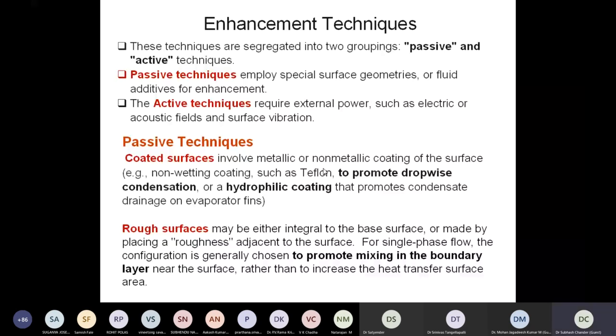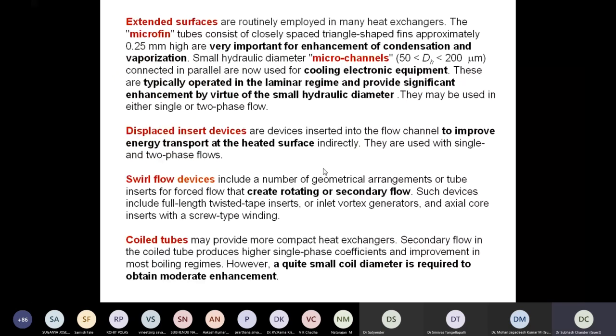There is another way of enhancing the heat transfer, like using extended surfaces. Extended surfaces are routinely employed in many heat exchangers. Microfin tubes consist of closely spaced triangular shaped fins, approximately 25 micron high, very, very small, you can just imagine. So it is a very small height fin, very important for enhancement of condensation and vaporization, right? In condensation and vaporization, we very often use these types of roughness or heat transfer enhancement elements, right?